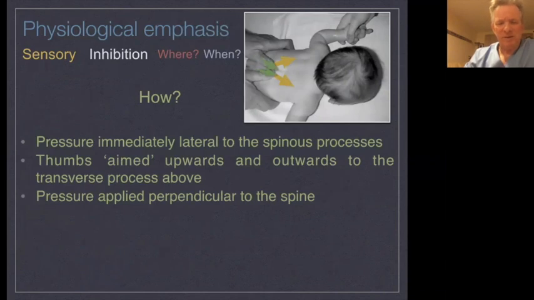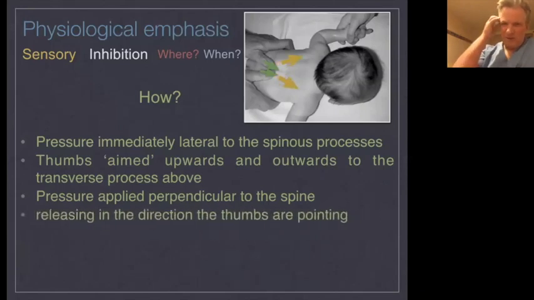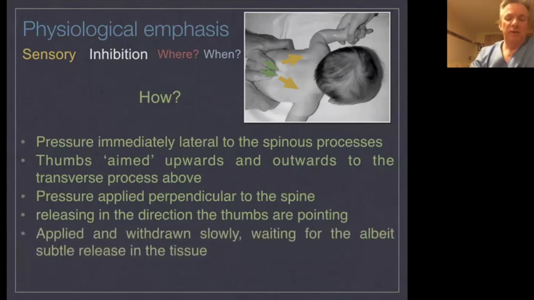I'm being very pedantic about the way I describe this. This is the way that I do it. This is the way that I observe Mr. Wernham performing this. It seems to be the most effective way of doing it. And you're also following the tissue, and the tissue defines how the movement occurs. So we're releasing in the direction that the thumbs are pointing, but not necessarily pushing out in that way. The more sensitively you can work, allowing the tissue to change, the more effective it's going to be.